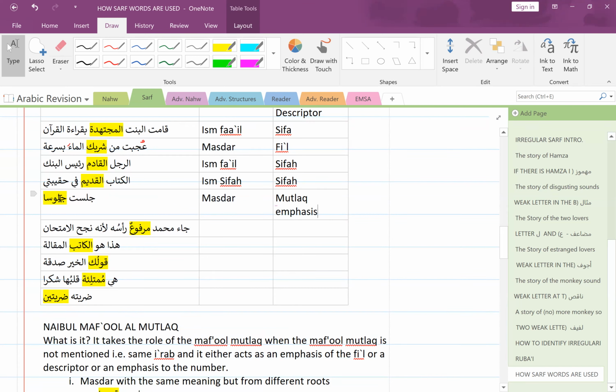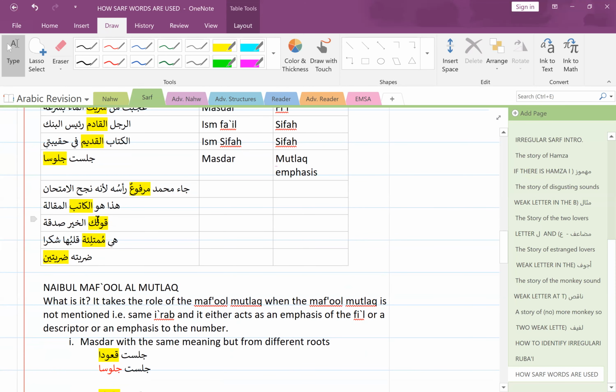So you can see like somebody maybe sat for like 12 hours straight and it's like, man, I was sitting so long. Jalastu julusan. Maybe not 12 hours, but you know how we like to exaggerate things. Maybe somebody was waiting in a queue in the bank, and they sat for like 30 minutes like, oh, jalastu julusan. I was sitting there forever. That's basically the meaning.